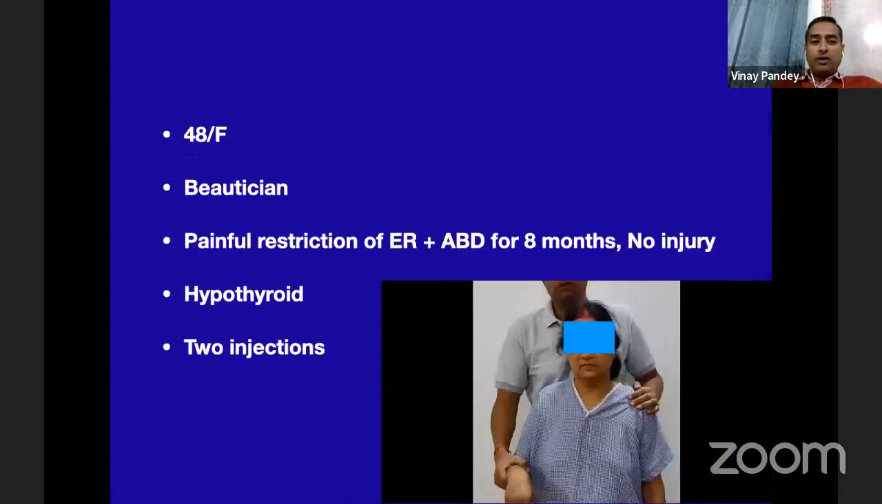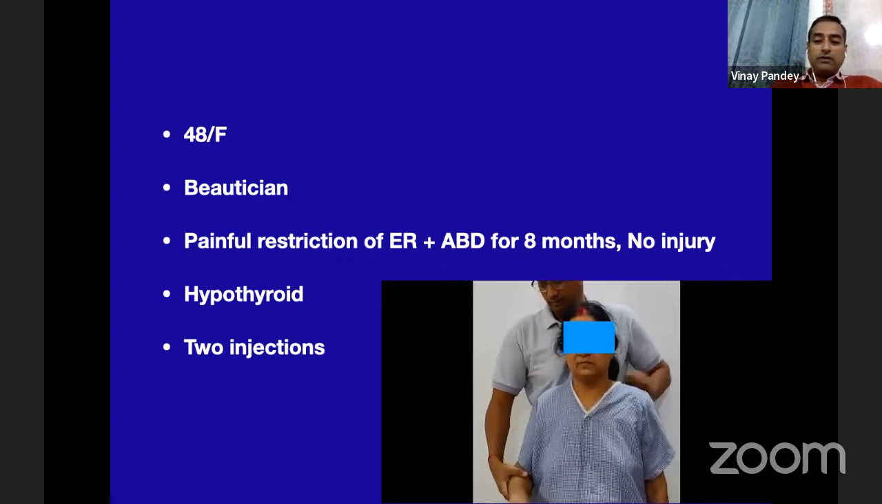So this is a case of a 48-year-old beautician. She was quite incapacitated because of this problem, painful restriction of external rotation and abduction for 8 months. There was no history of injury. One can see there was hardly any external rotation present. Now that is the condition. She doesn't look to be very painful, but the external rotation was hardly there, just a little bit.